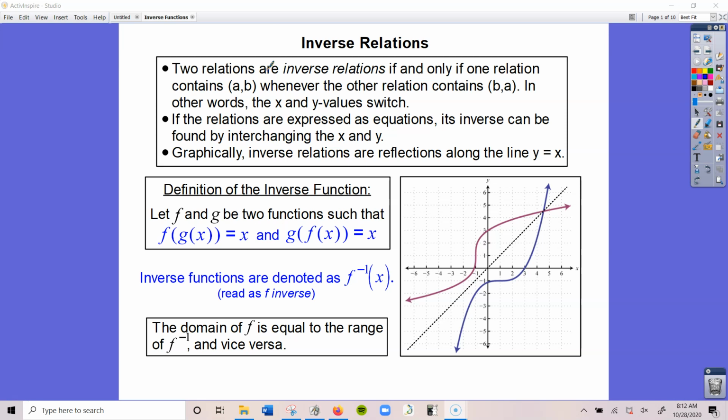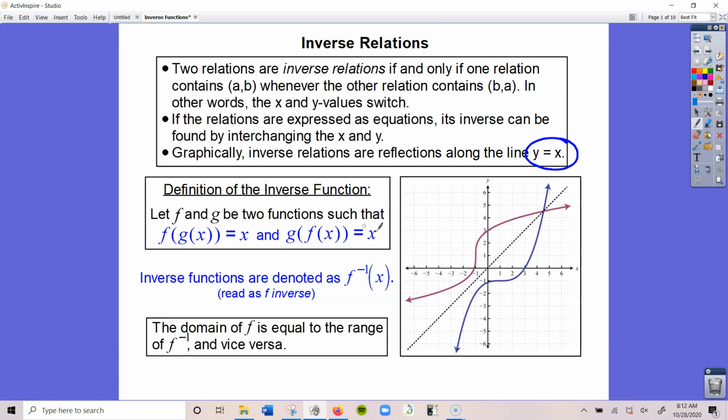If the relations are expressed as equations, you can find the inverse by interchanging the x and the y. And finally, if you have an inverse relation that is a function, you can graph it, and when you graph it, it is a reflection along the line y equals x. You can see graphically below, if we have some function here in red, and it's flipped over the line y equals x, that would be its inverse.